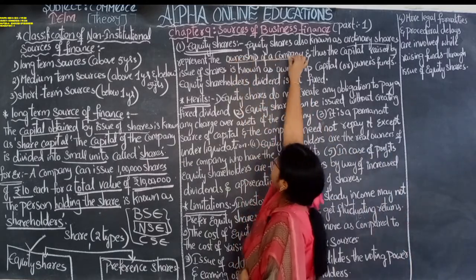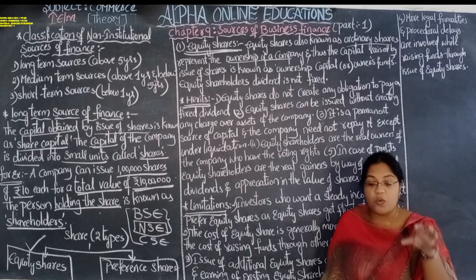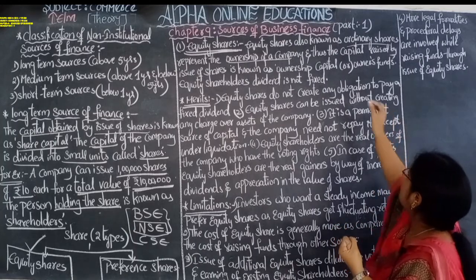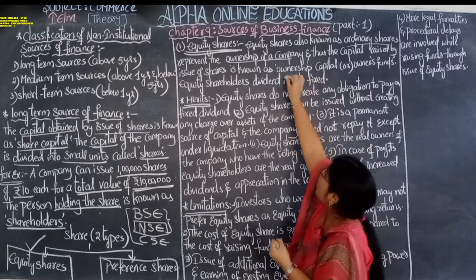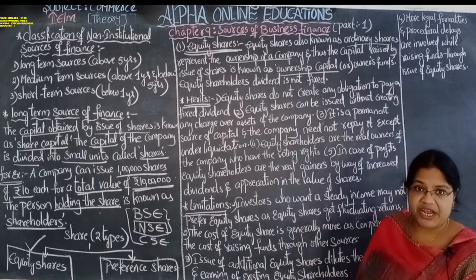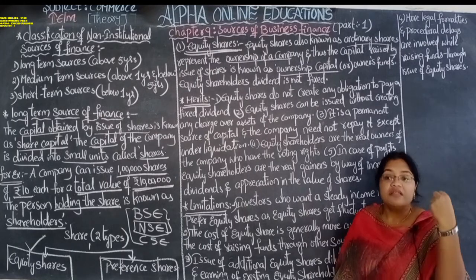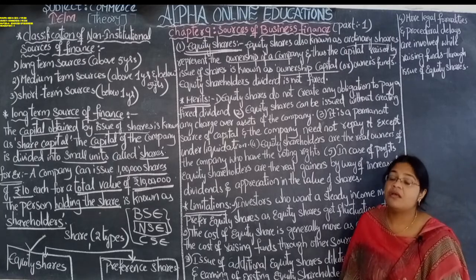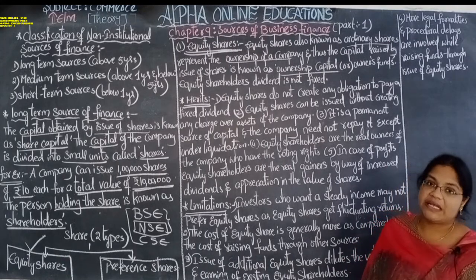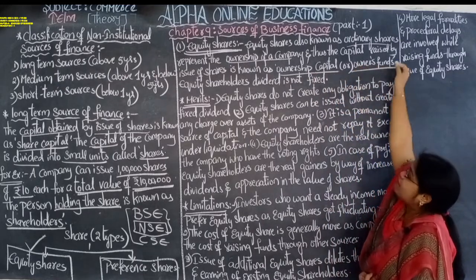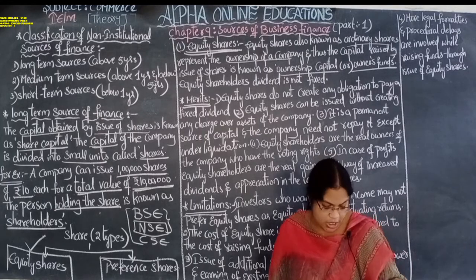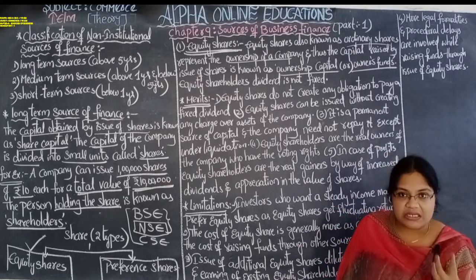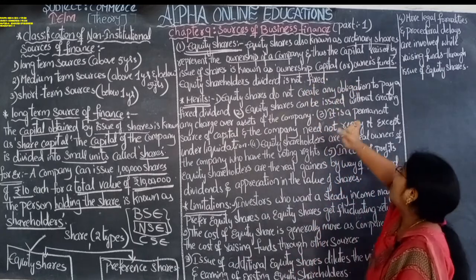So who are holding the equity shares? Those are the owners of the company, the real owners. The capital raised by issuing the shares is known as ownership capital. If you issue equity shares and an investor purchases them, that investor becomes an owner of the company, and the capital brought by purchasing the equity shares is known as ownership capital or owner's fund.